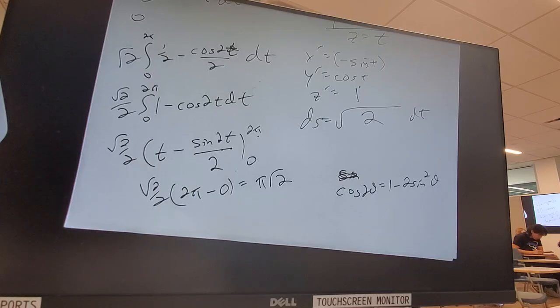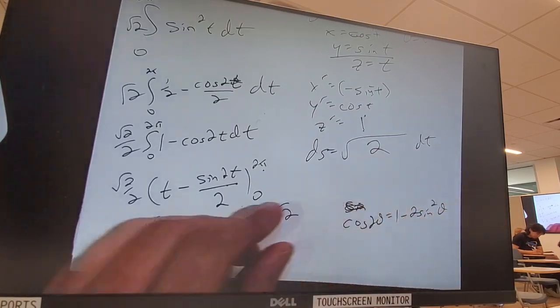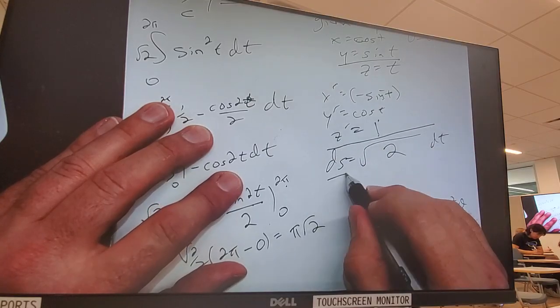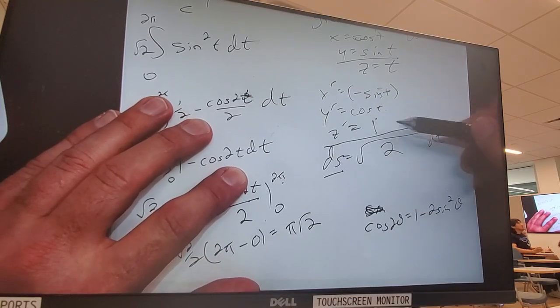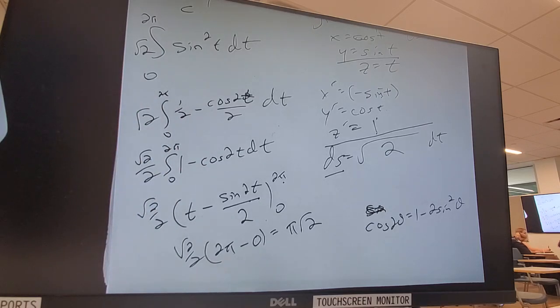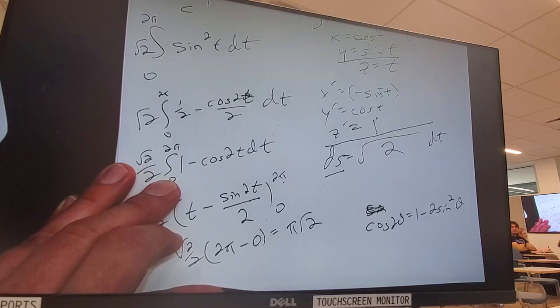Yes. Sorry. Yes. What did you get for ds? 1 over square root of 2. Oh, no. This is z prime is 1. Oh. So then ds would be each of these squared added under the square root. Yes, okay. Okay, I like it. You would, Jeff.